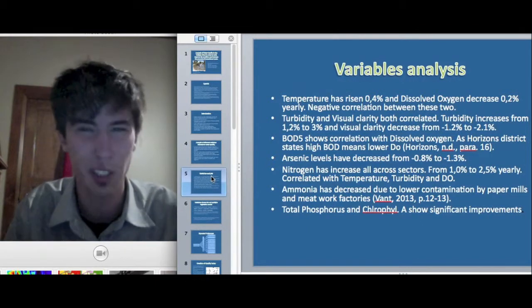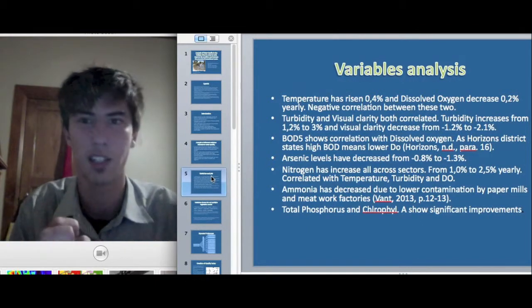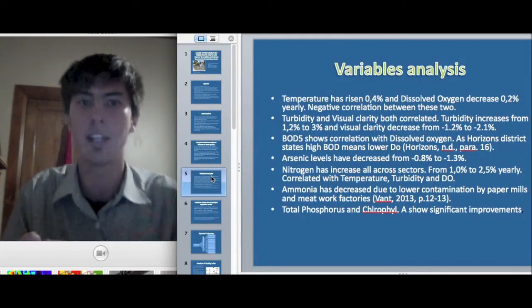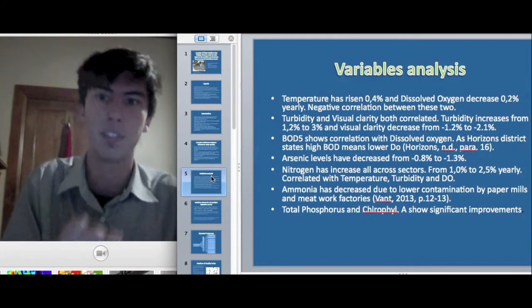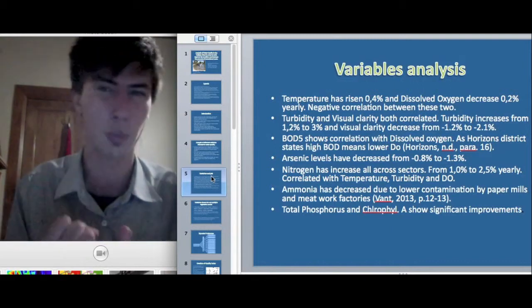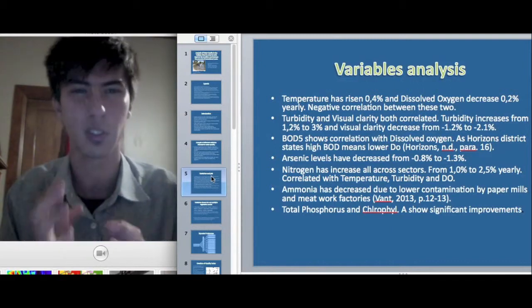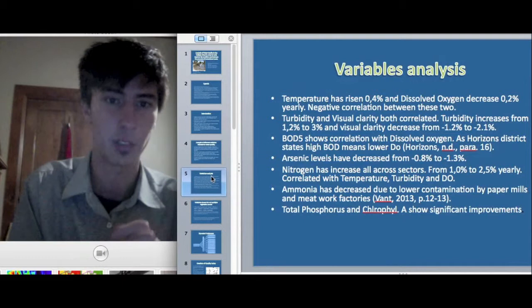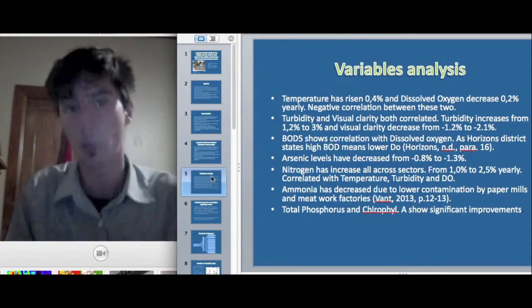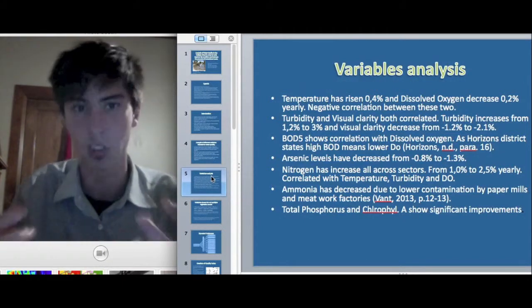And also turbidity, because of these particles that are more condensed, it will be easier for the temperature to rise, because these particles absorb heat a lot easier. So high turbidity, more absorbed particles, high temperature, lower dissolved oxygen. So we can see how this is going.